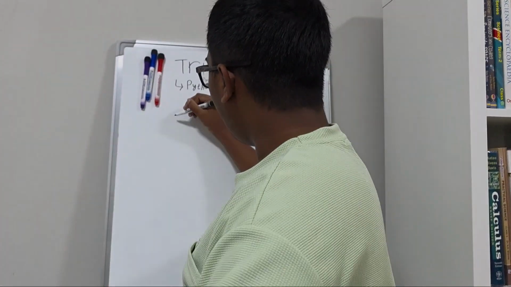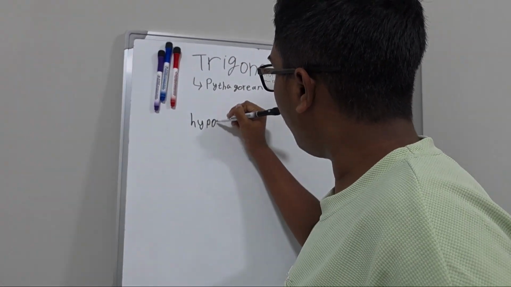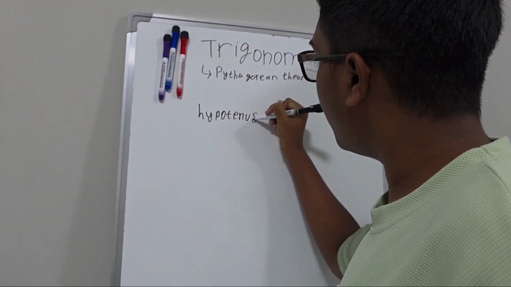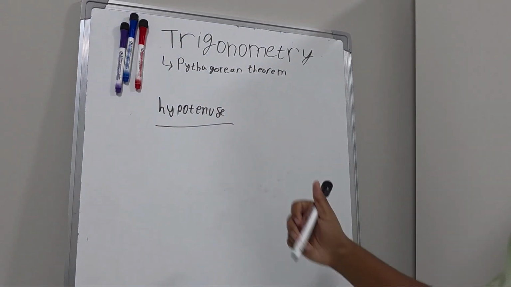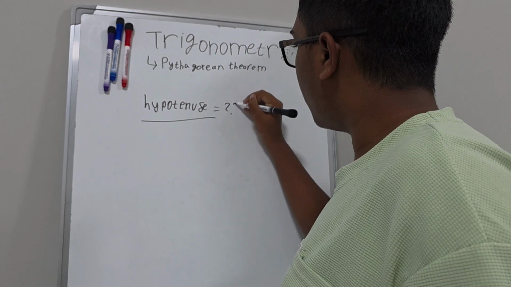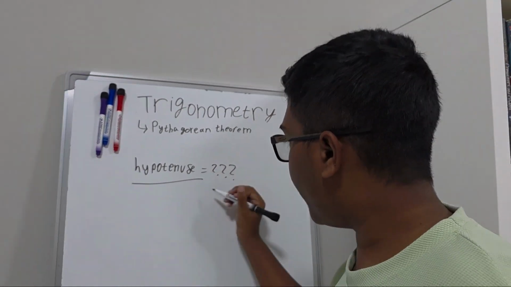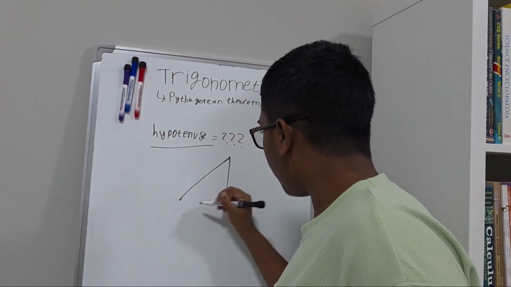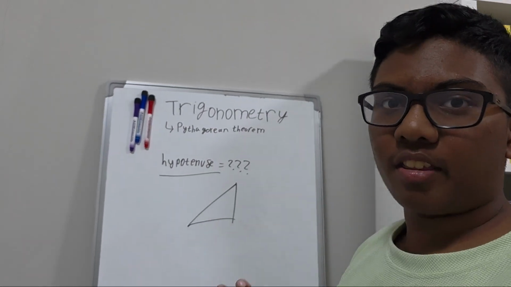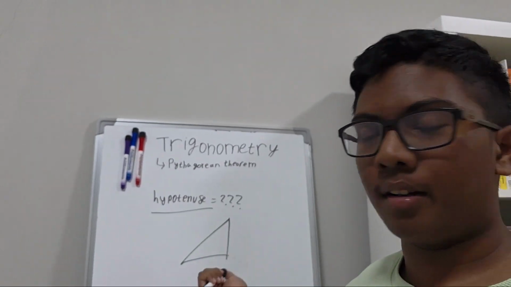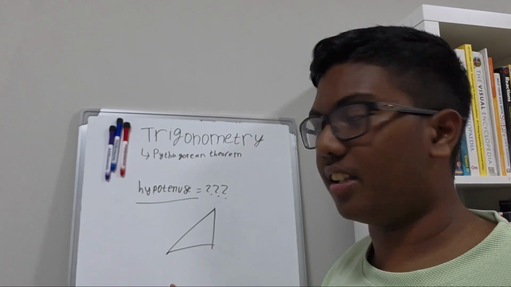So, the word hypotenuse, pronounced hypotenuse. What does that even mean? Well, let's take a right triangle for example. This isn't a right triangle, but just think of it as one. Most drawings in an exam aren't to scale.